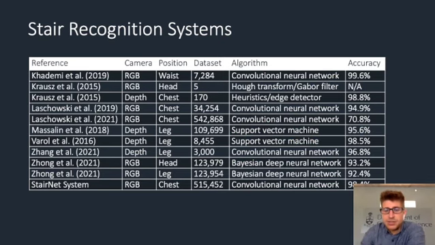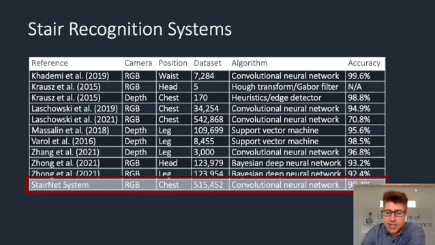Now, compared to other vision-based automated stair recognition systems for robotic prosthetic legs and exoskeletons, the StairNet system was able to achieve one of the highest overall prediction accuracies, but on one of the largest datasets that has been published to date. And so this is indicative of its widespread generalization to many different real-world environments.